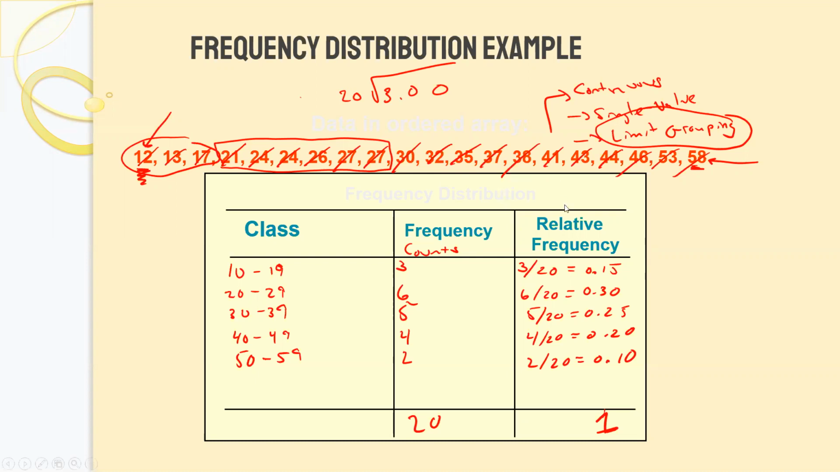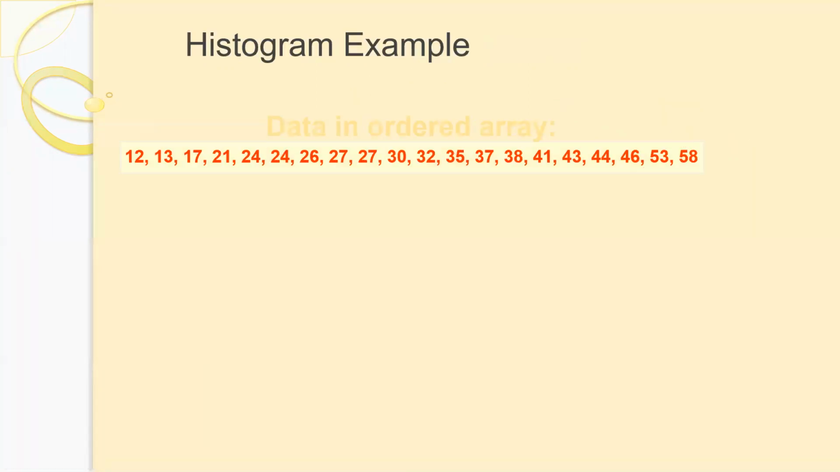Okay. All right. So what I have here is I took my data, I did this limit grouping, I put them into different classes, I got the frequencies, I got the counts, and then I got the relative frequencies. Okay, so let's draw now the histogram of this. We'll do this together, or you can watch me do this.